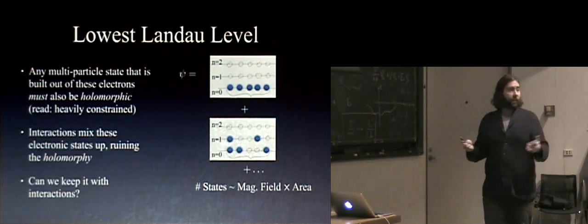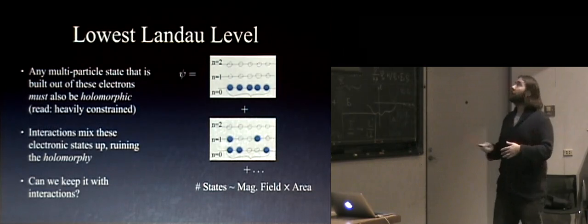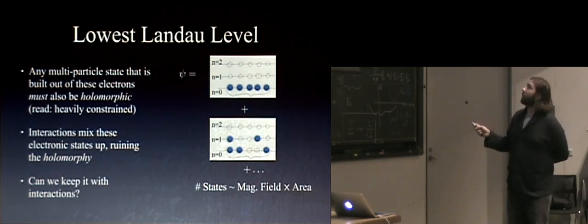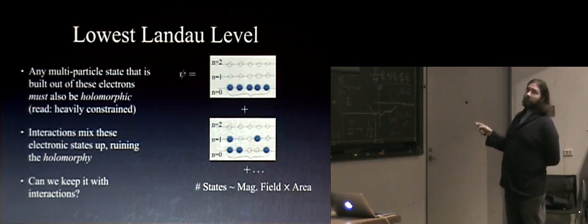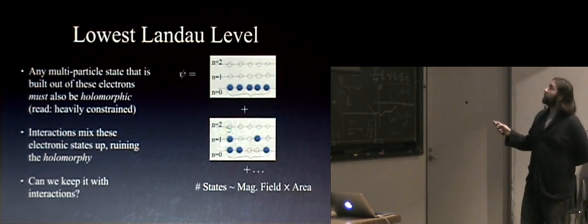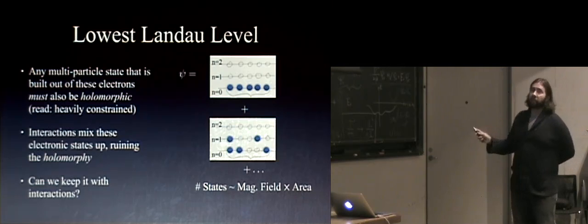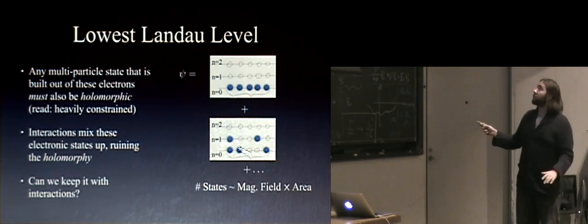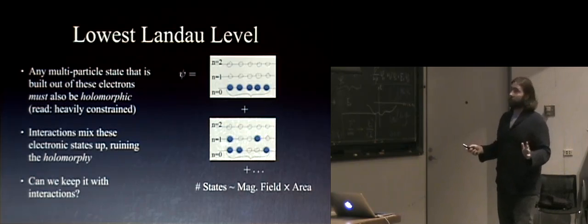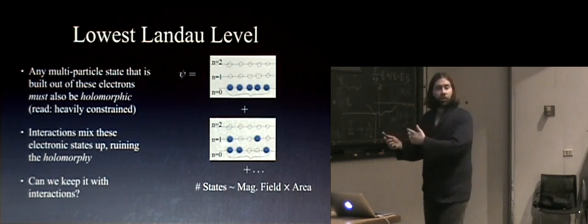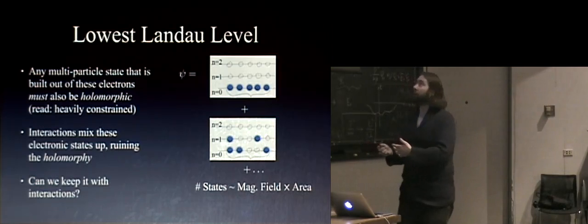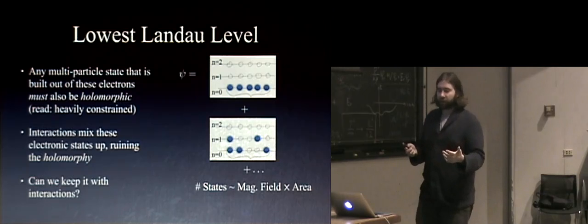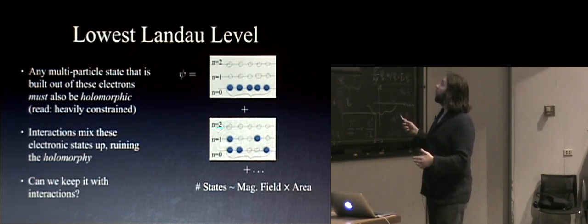So let's say I have interactions, and the interactions tell me, for whatever reason, that the state I need to look at is a linear superposition of electrons in the lowest level plus some electrons in more excited levels. Well, as soon as I have to worry about electrons in more excited states, this beautiful mathematical property is dead in the water, because these states up here don't satisfy it. So if we want to use the powerful mathematical machinery of this holomorphic constraint, we need to somehow include interactions, but be able to ignore these higher levels here.